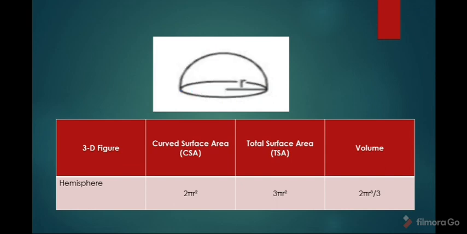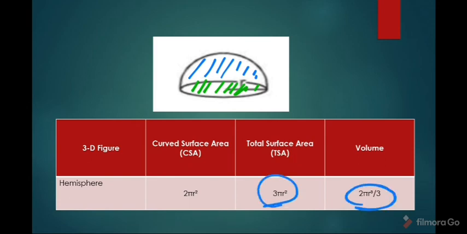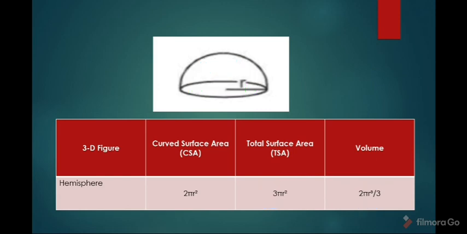Now here you have to find the curved surface, because there are two faces. The curved surface area will be 2 pi r square. That means the area of this curved surface is 2 pi r square. The total surface area, that means the bottom circle plus the curved surface area, will be 3 pi r square, and the volume will be 2 by 3 pi r cube. This was the formula for the hemisphere.